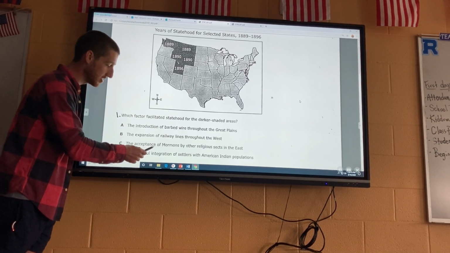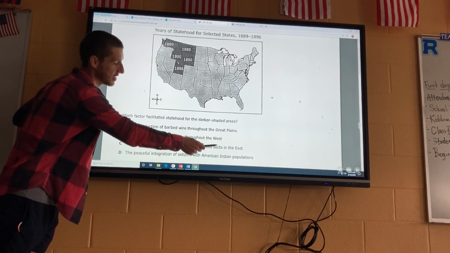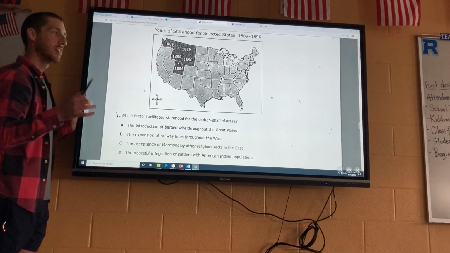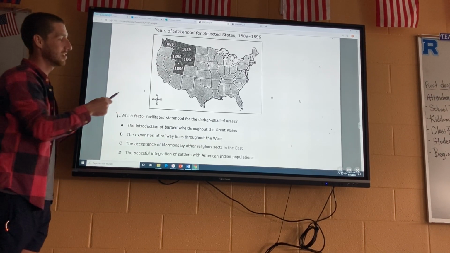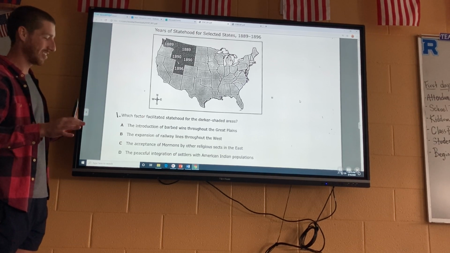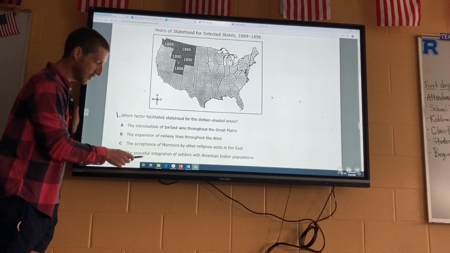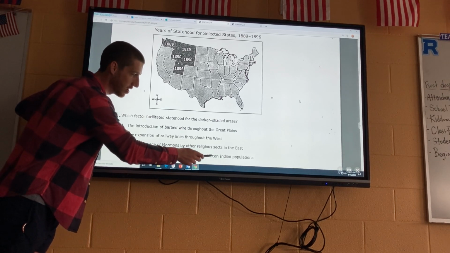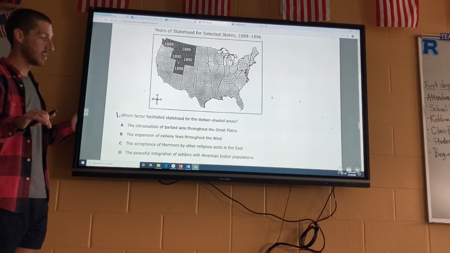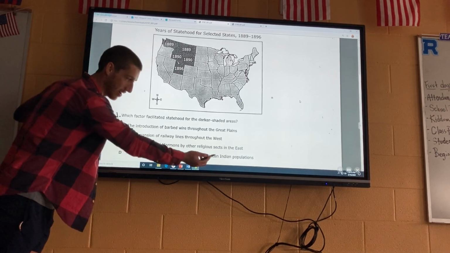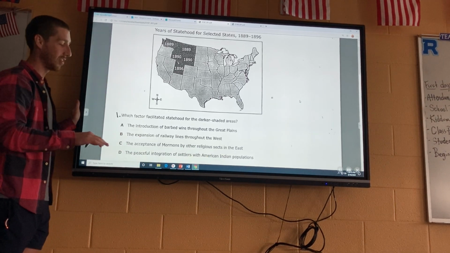The acceptance of Mormons by other religious sects in the East. Does that really have a whole lot to do with the statehoods? Maybe, not really, I don't know. And last one, the peaceful integration of settlers with American Indian population. Okay, if you know anything about American history, you know that settlers and American Indians typically did not get along.